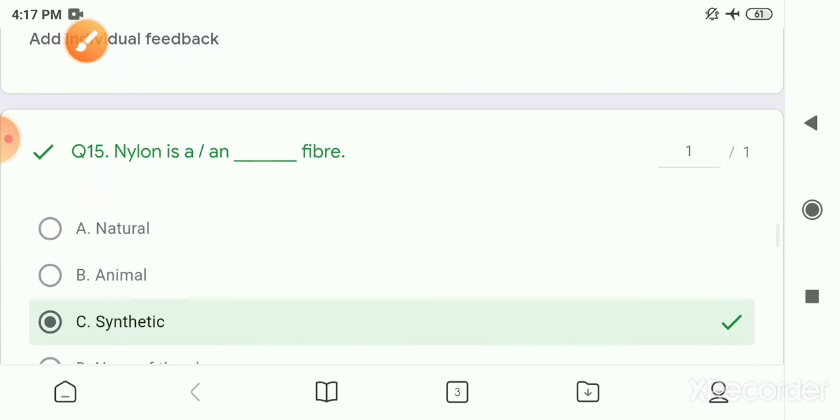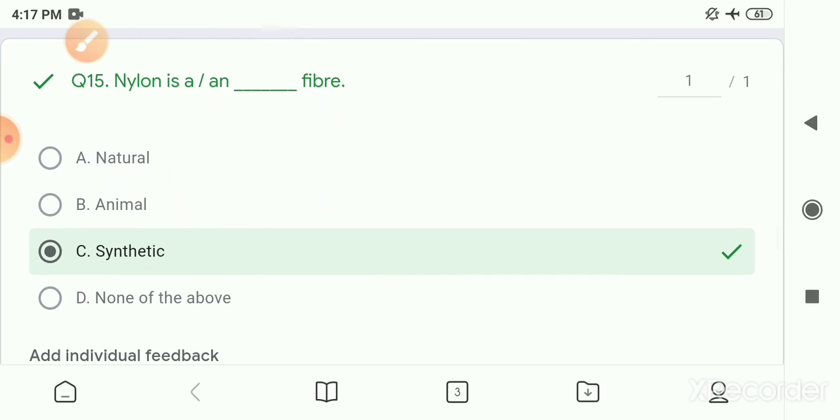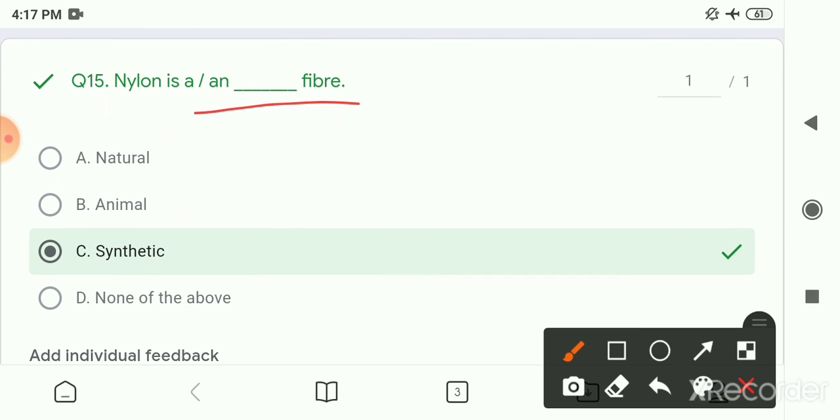Next is 15th number, nylon is a blank fiber. The options are natural, animal, synthetic or none of the above. So here your answer is option C, that is synthetic. Nylon is a synthetic fiber. We are getting it from chemical processes. So here your answer is option C.